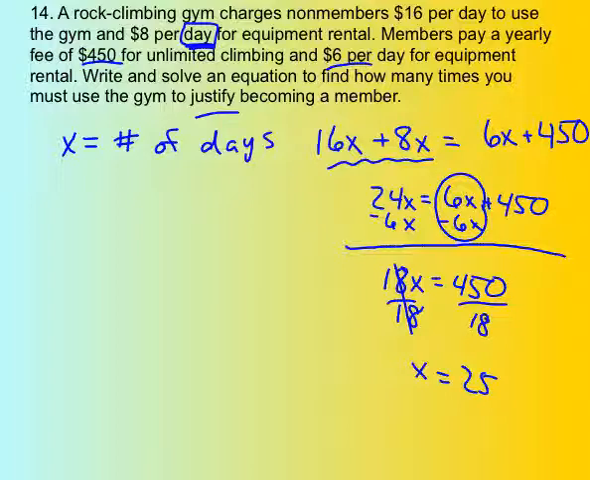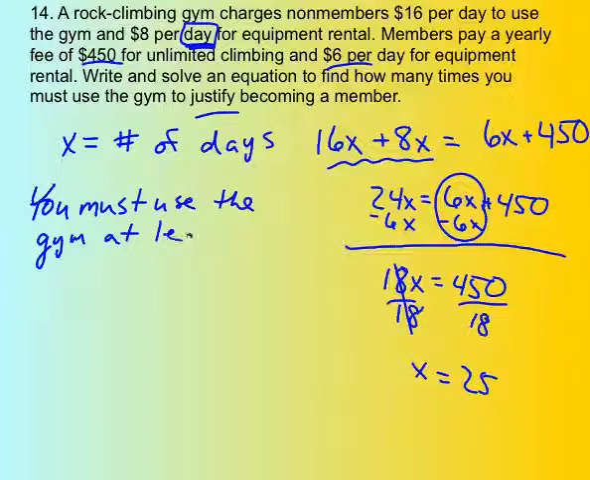How many times must you use the gym to justify? You must use the gym at least 25 times. Because if I use it 26, I actually saved money. So if I only use it 24, I lose a little bit. Okay, so that's the notes video.